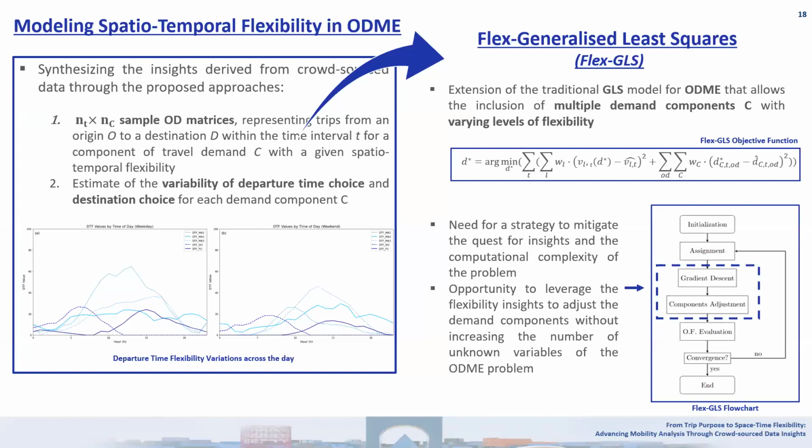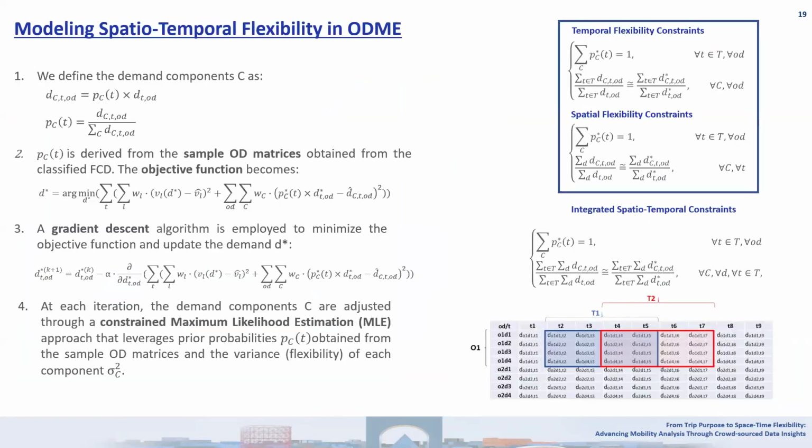So we needed to find a way to exploit the insights that we gained about travel flexibility, spatial temporal flexibilities for each of these travel components, to integrate into the regional model in order to not increase the complexity of the model, while also taking into account the different flexibility. So I won't bore you with all the formulation stuff. I will just explain what we aim to do.